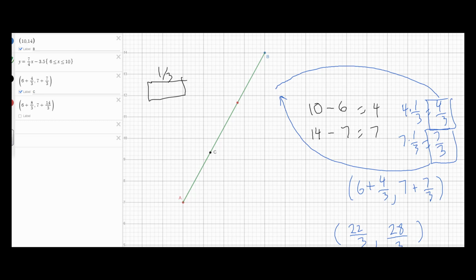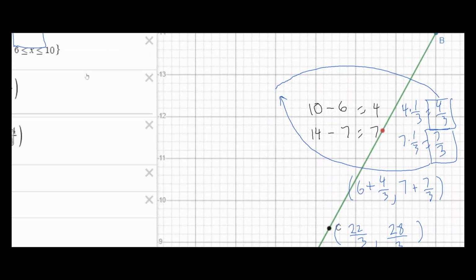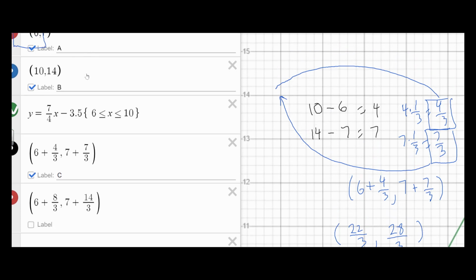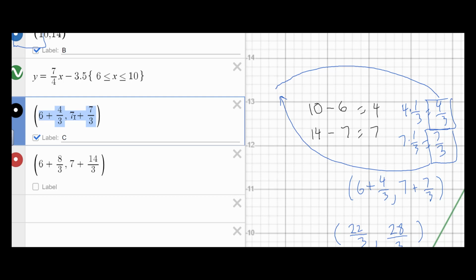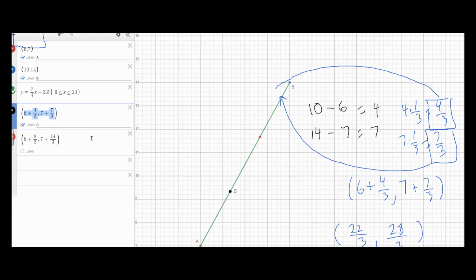Now let me show you a visual using these two ordered pairs. The ordered pairs, 6, 7 and 10, 14, are up here in the left corner. And then the answer I have here, 6 plus 4/3, 7 plus 7/3, I called that point C. I also took the segment and divided it into 3 equal parts so that you could appreciate that this point right here is 1/3 of the way from the initial point. And then we're done.